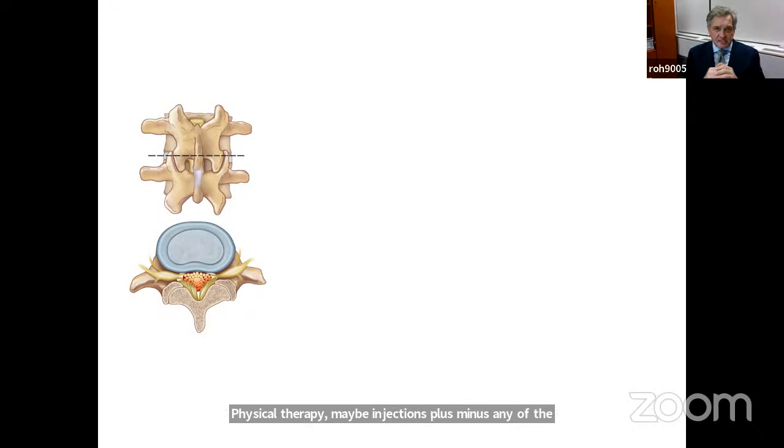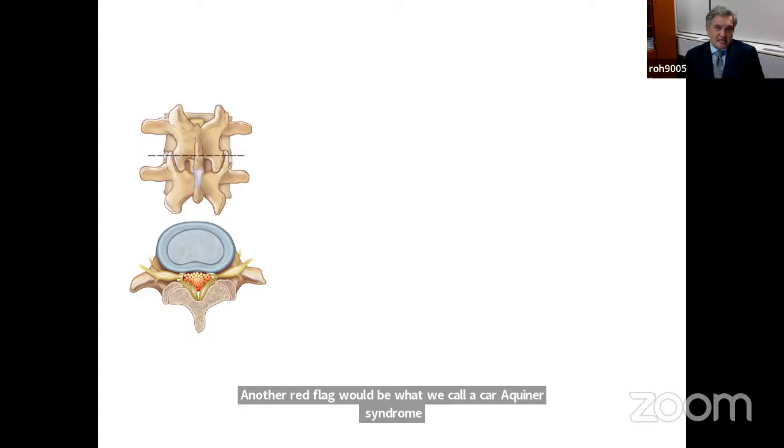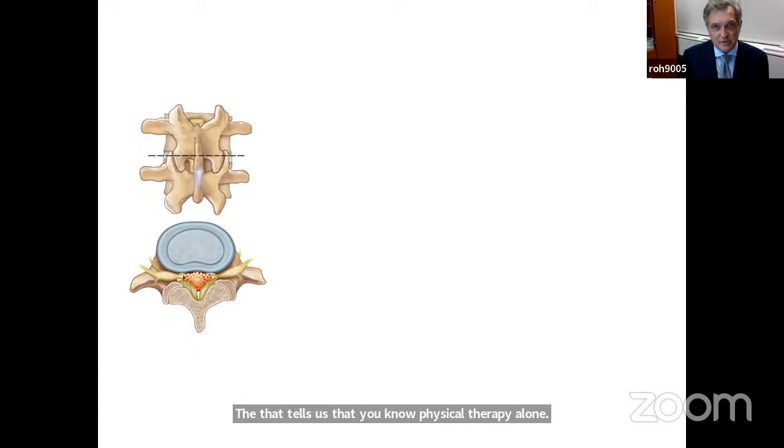Now, there are certain scenarios where you may skip some of those, patients with red flags, patients who have really bad lumbar spinal stenosis. This diagram on the left side indicates a patient with lumbar spinal stenosis, compression of the nerves. The worst case scenario is these patients can have weakness, foot drop, paralysis in their feet and legs. Another red flag would be what we call cauda equina syndrome. If patients develop bowel or bladder incontinence, that tells us that physical therapy alone, medication, and epidural injections are probably not going to be helpful.